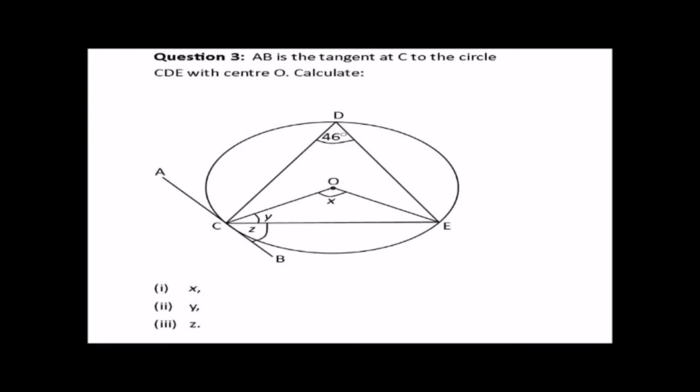And we move on to question 3. AB is the tangent at C to the circle CDE with center O. Calculate angle X, what's X, what's Y, and what's Z. Each of those would be an angle, so give the value of each angle. So find X, then find Y, and then find Z.